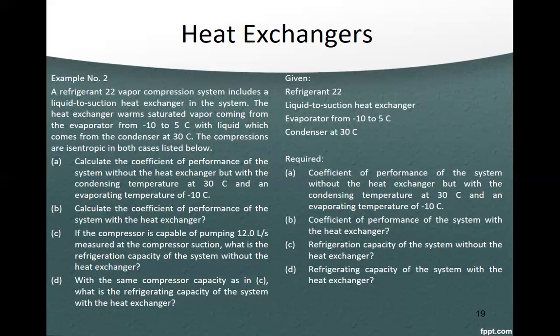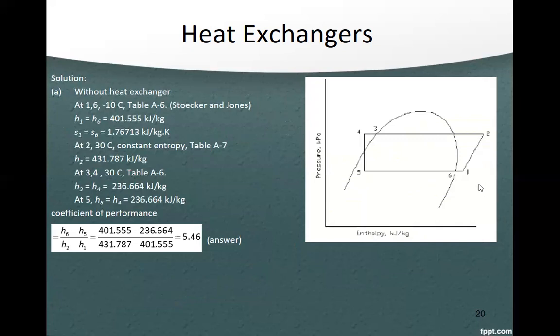Alright, okay. So ito, isa na gamit yung figure. Kasi without the heat exchanger, yung state point 1 and 6, isa lang. So this is at negative 10C, so table A6 is proper in joule. H of 1, which is also equal to H of 6, is 401.555 kilojoules per kilogram. S1, also S6, is 1.7671 kilojoules per kilogram Kelvin. So at 2, 30C, constant entropy, so H2 is equal to 441.787 kilojoules per kilogram. Table A7, table pala ito.